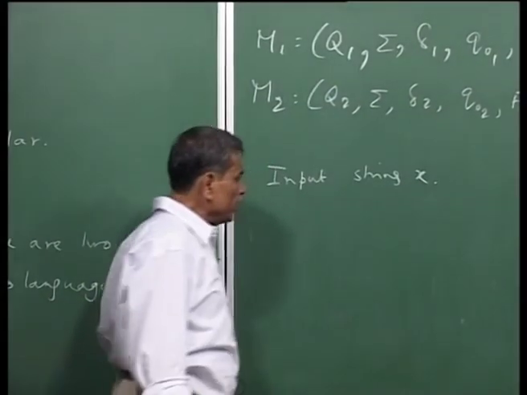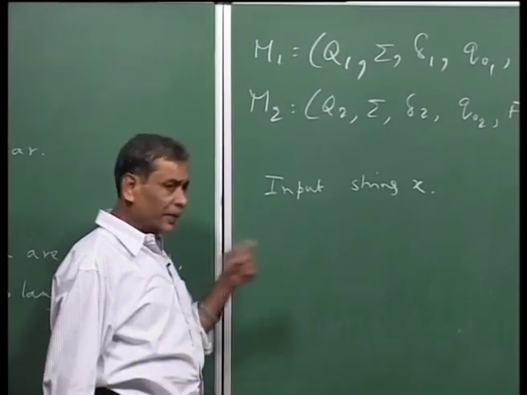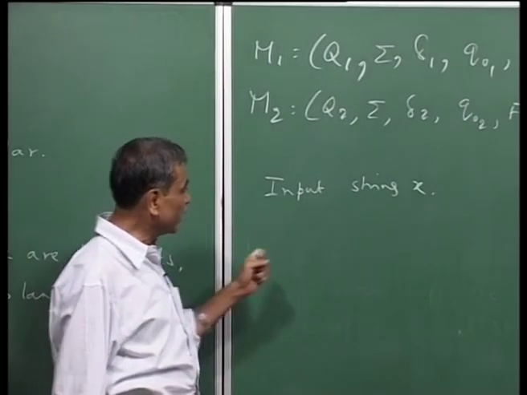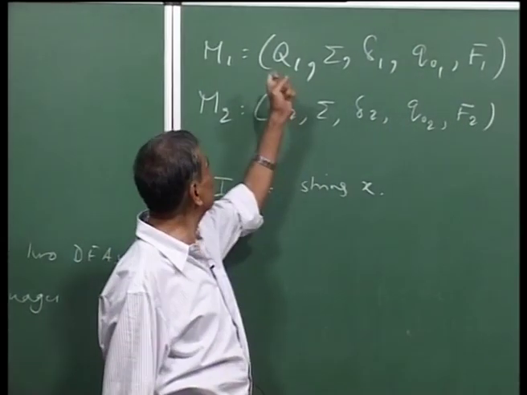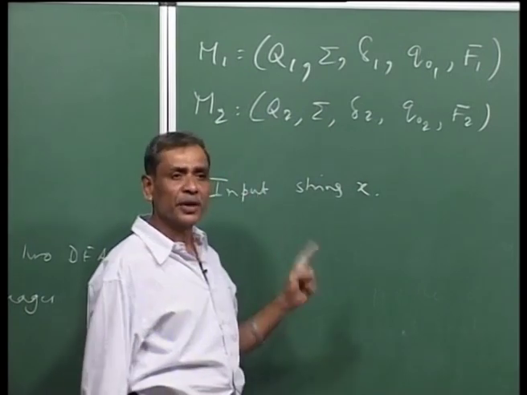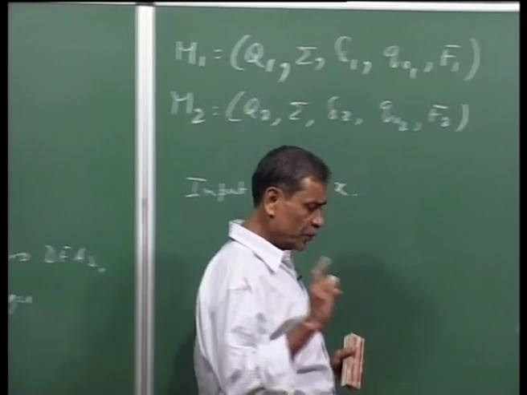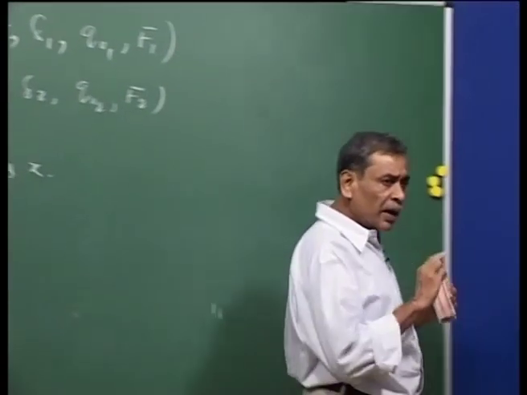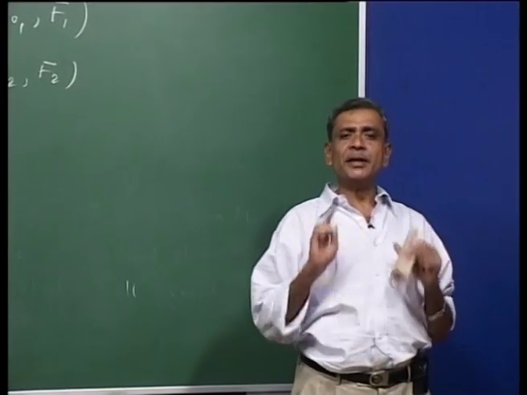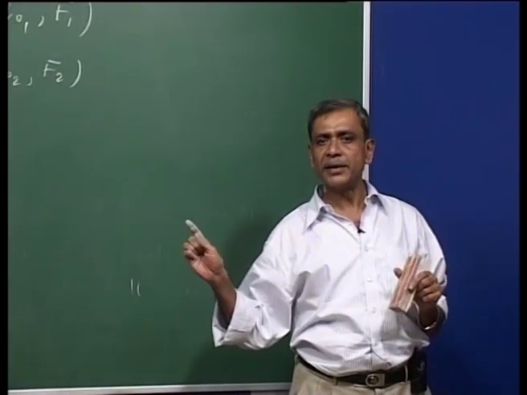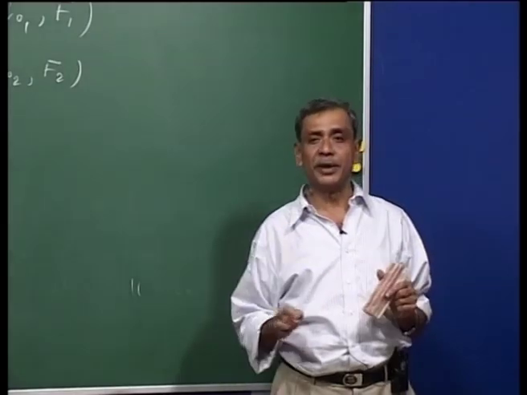But you see, if this is what we try to do, then we would like to go over the string x twice, once with M1 and the other time with M2. Now, that is not possible if I want to design a DFA, because I can scan my input only once. From left to right, I scan the input and my answer should be ready.